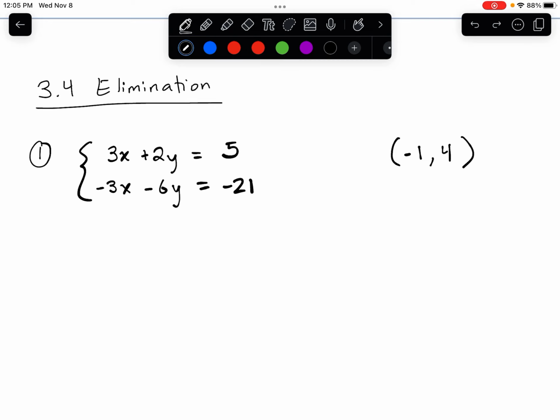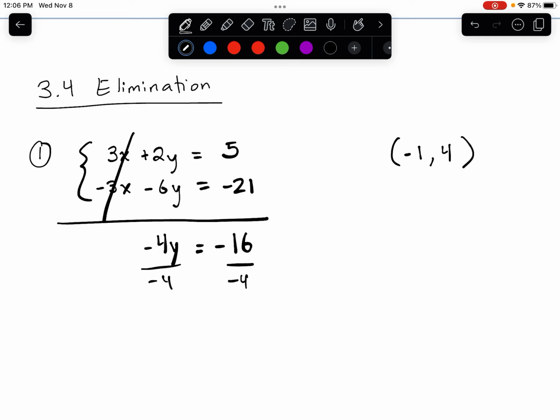So let's go ahead and solve this. All you have to do using the elimination process is add all the x's together, add all the y's together, and then add all the constants together. So 3x minus 3x is 0. These eliminate. 2y minus 6y is negative 4y. And 5 minus 21 is negative 16. All right, now we can go ahead and solve for y. We divide both sides by negative 4, and we find out that y is equal to positive 4.